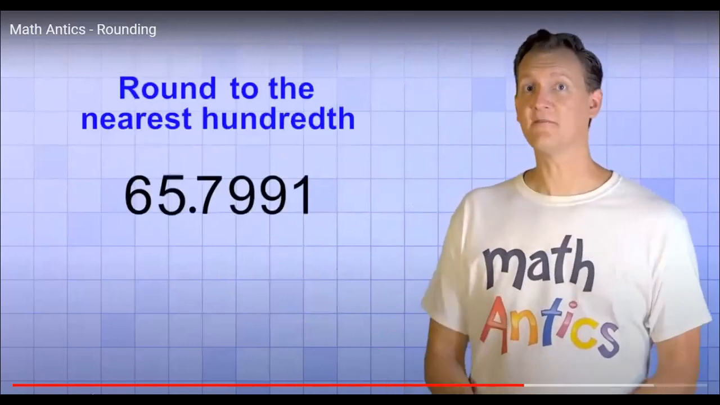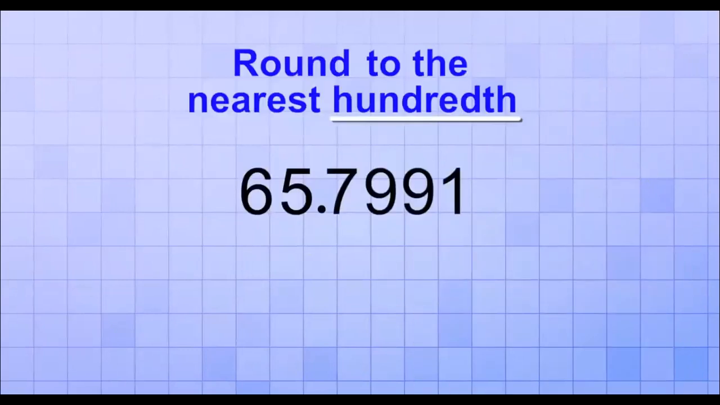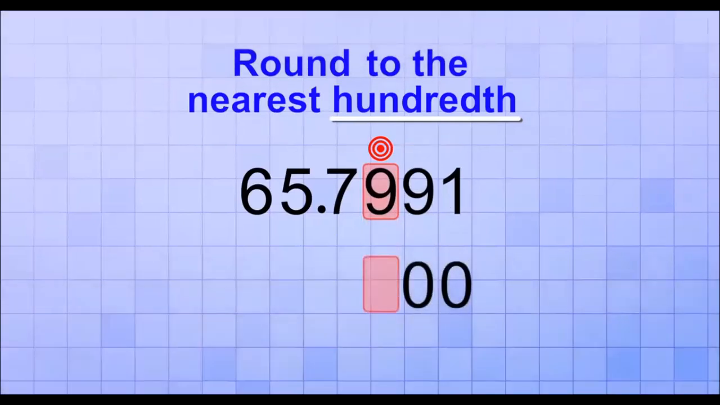Let's round 65.7991 to the nearest hundredth. The first step is to identify the hundredths place as our target. That place contains the digit 9. All the digits in smaller number places will just be replaced with 0 in the rounded version. Next, we need to decide if we leave the target digit the same or increase it by 1. So we look at the digit to the right of the target.